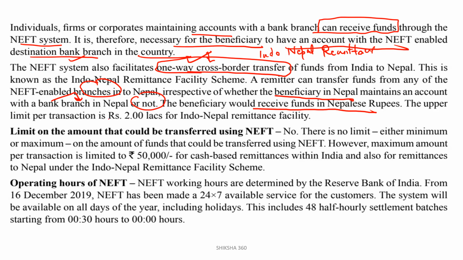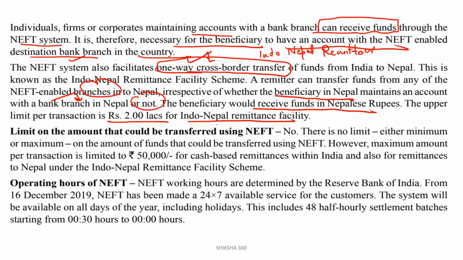The upper limit per transaction is rupees 2 lakh for the Indo-Nepal remittance facility. Clear? Basically, what is the upper limit? It is a maximum of rupees 2 lakh, and for a single transaction it is rupees 50,000. I will share the session regarding the Indo-Nepal remittances in detail.